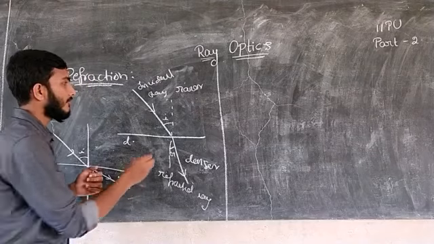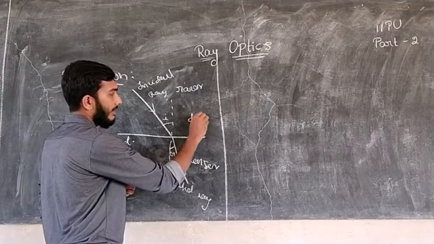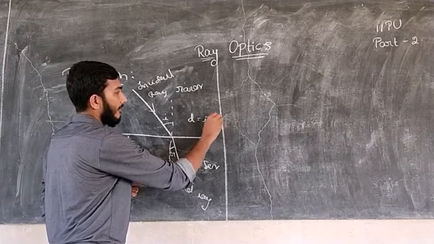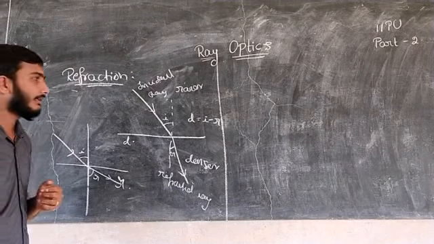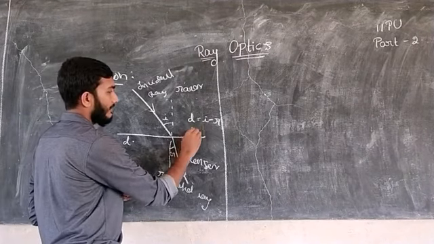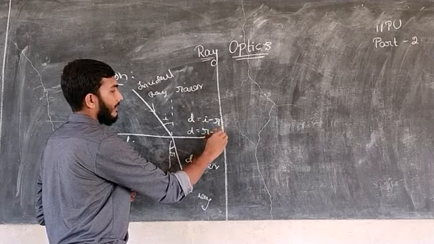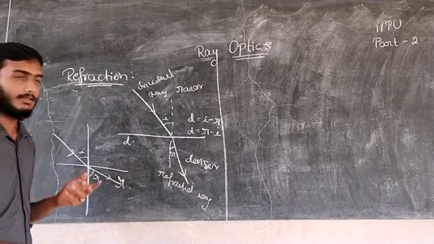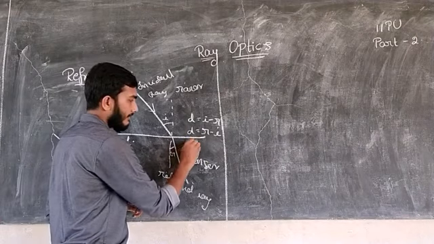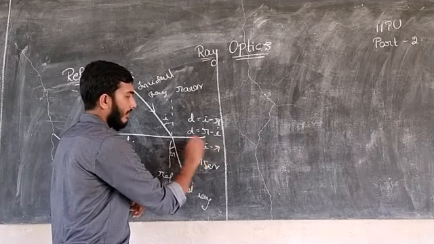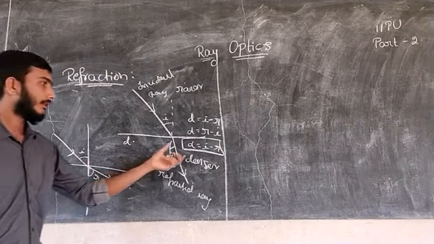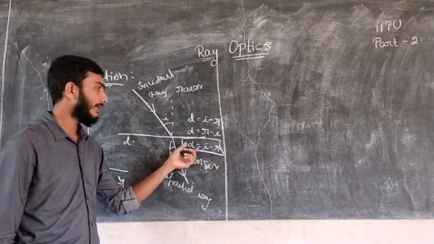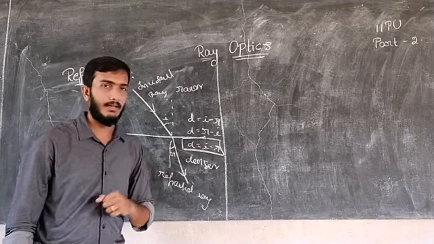Angle of deviation. For rarer to denser, the angle of deviation d is equal to i minus r. For denser to rarer, the angle of deviation d is equal to r minus i. But we always take the angle of deviation as i minus r only. Almost always we use the expression d is equal to i minus r.